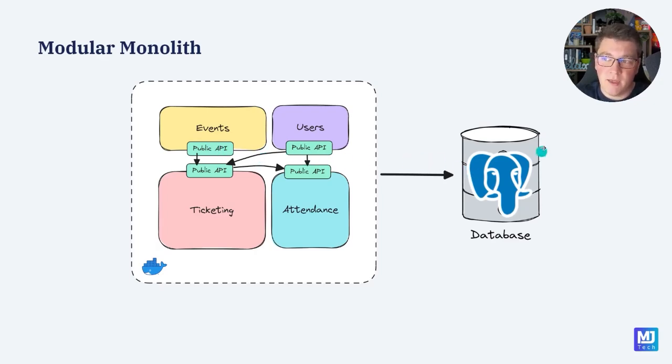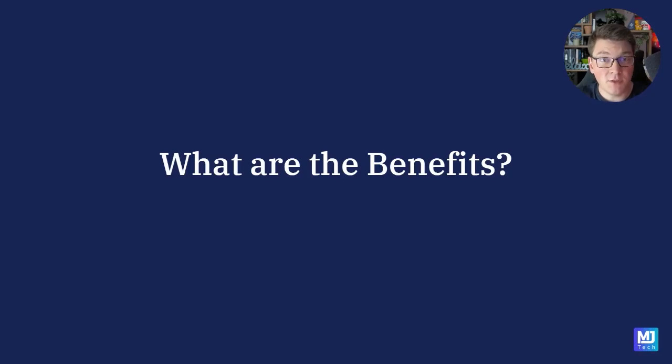And of course, we have just a single database, although we could have more than one database. However, let's keep it simple and say we have one database, which means we also get immediate consistency. Hopefully, now you have a better understanding of what a modular monolith is. But you might be wondering, as you should, what are the benefits of building a modular monolith system?